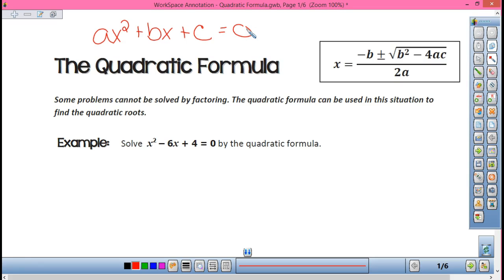So, in this example problem, my A is 1. My B is -6. My C is 4. You can see that the formula is at the top of the page, and we're using just the stuff that goes with A, B, and C.